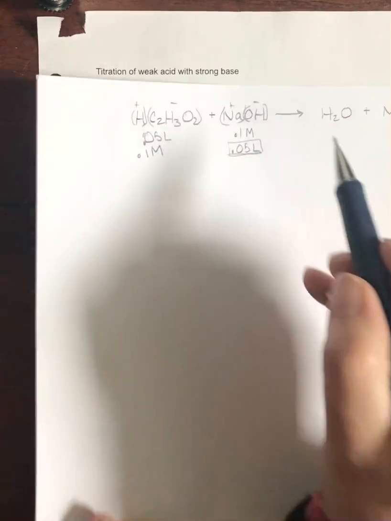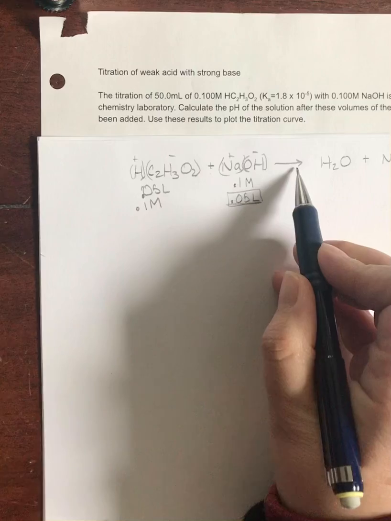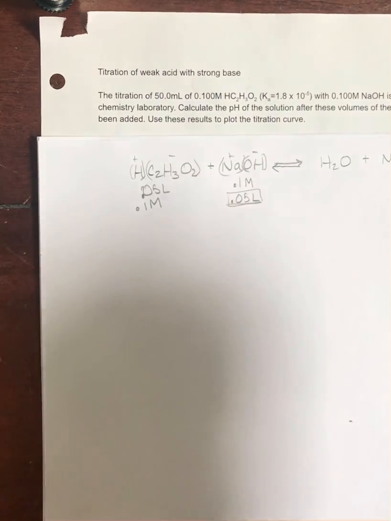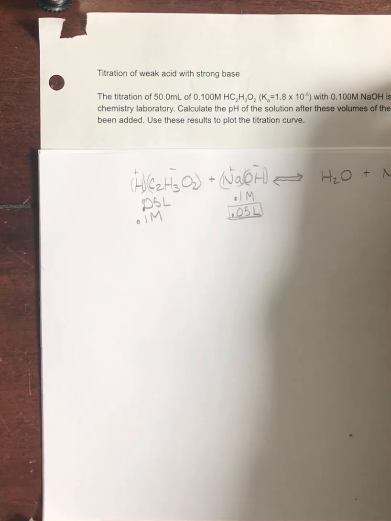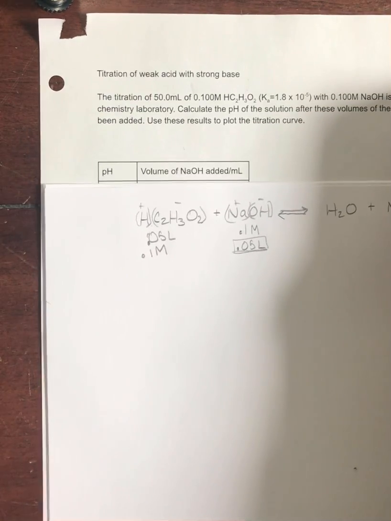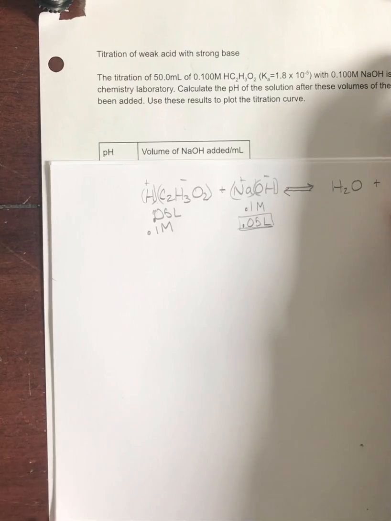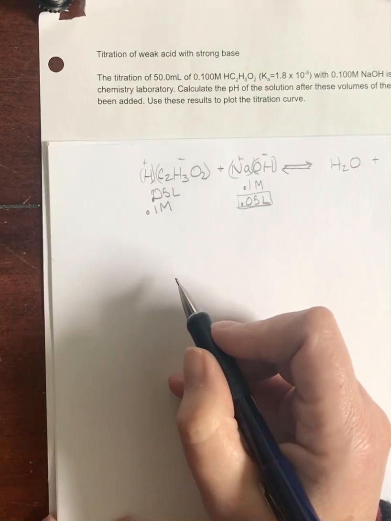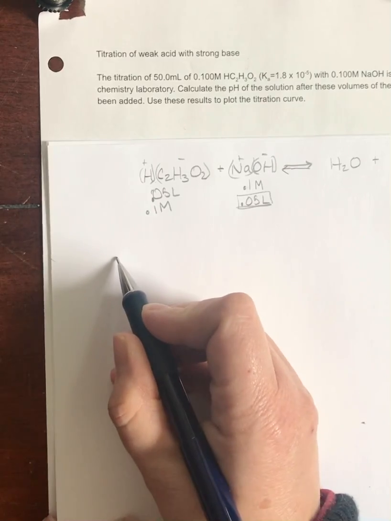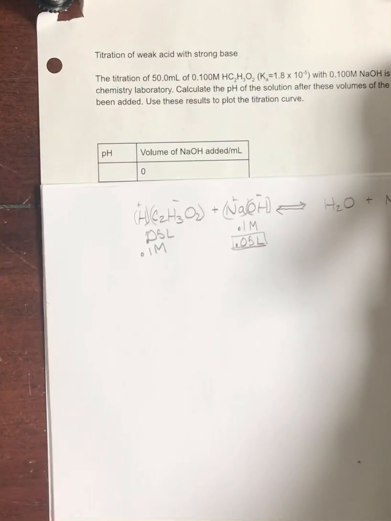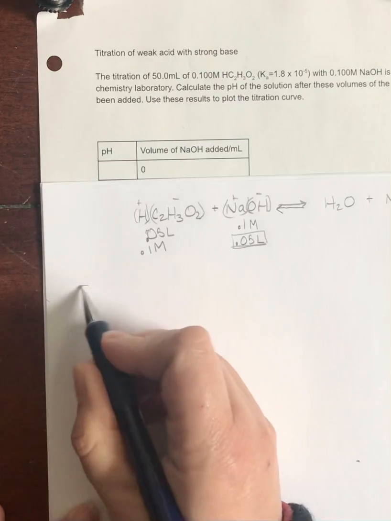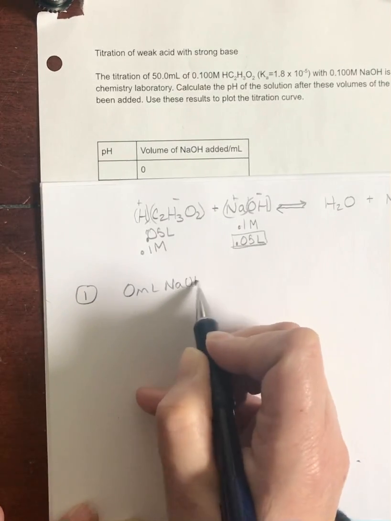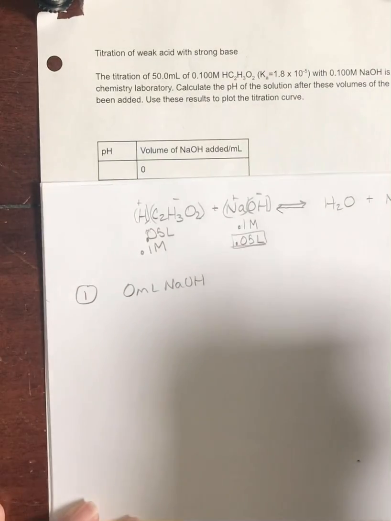And you know, I've written this as a reaction that goes to completion, but it's not, because this is a weak acid strong base. So we're going to have kind of an equilibrium at times here. So let's get started. When we have 0 NaOH added, we'll do that first. 0 milliliters of NaOH. We just have the acid.